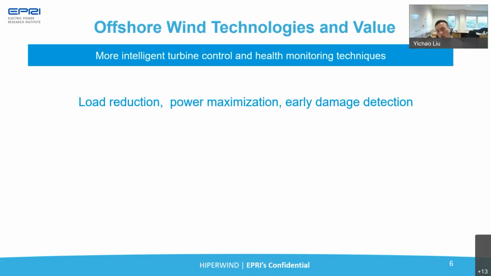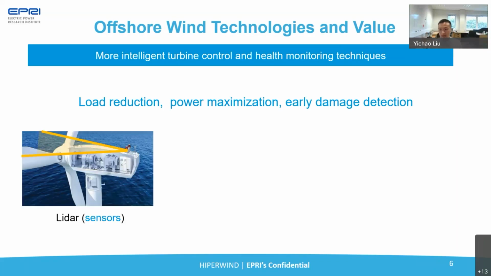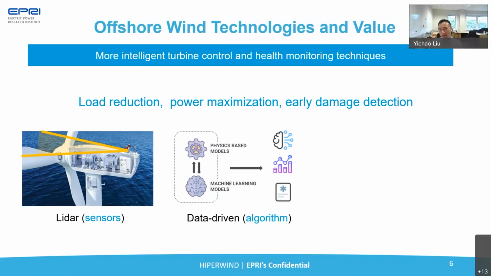First, we will have better measurements, like LiDAR. LiDAR is interesting for wind energy because with LiDAR, we can measure the upcoming wind. If there is a gust in front of the turbine, we can already anticipate it based on the LiDAR measurement and take it into account in the control system design. So we will have lower loading and bigger wind. And the second is data-driven algorithms.